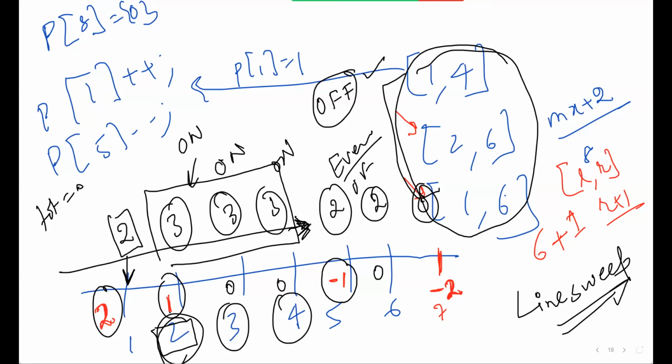Not particularly for that, but there are some GeeksforGeeks blogs related to that. If you just do a Google search on overlapping range problems and queries, you will find this line sweep algorithm.